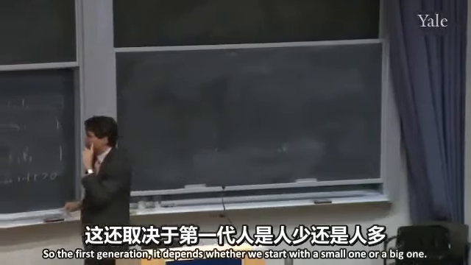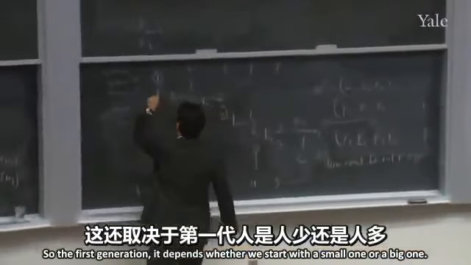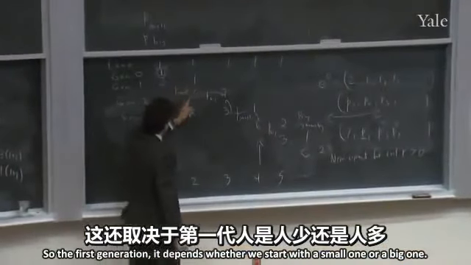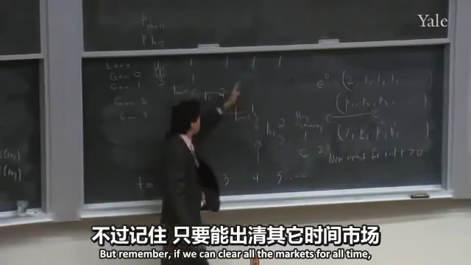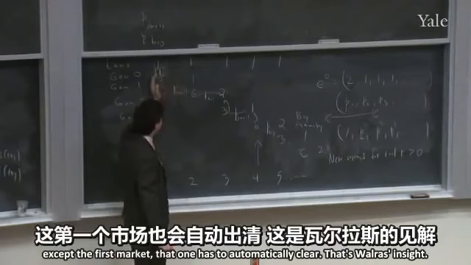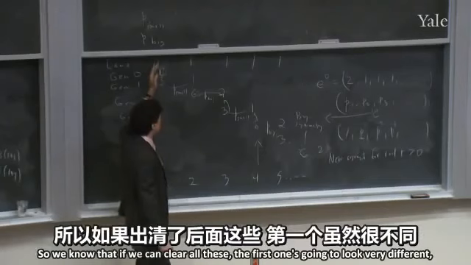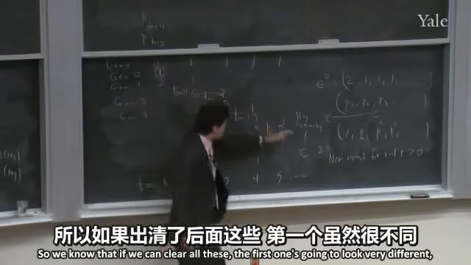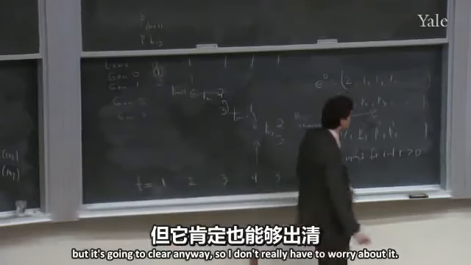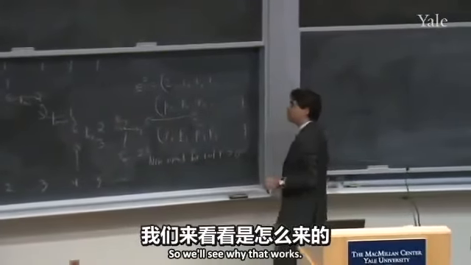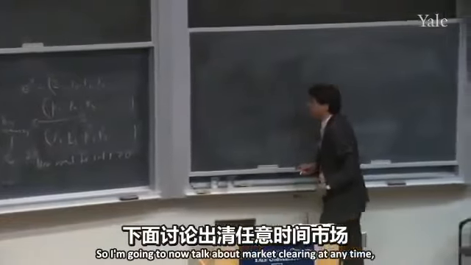Oh, okay, so we never did the first. So the first generation, it depends on whether we start with a small one or a big one. But remember, if we can clear all the markets for all time except the first market, that one has to automatically clear. That's Fisher also, that was Walras's insight. So we know that if we can clear all these, the first one's going to look very different, but it's going to clear anyway, so I don't really have to worry about it. So we'll see why that works.